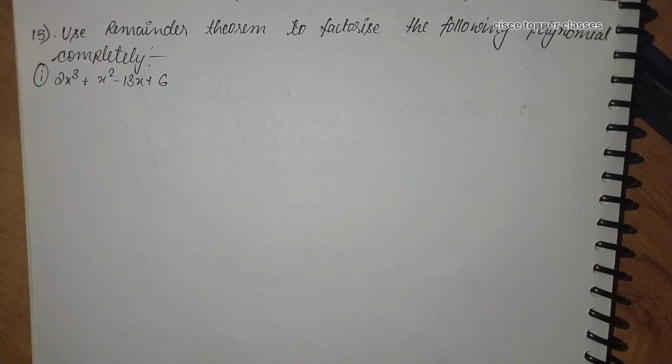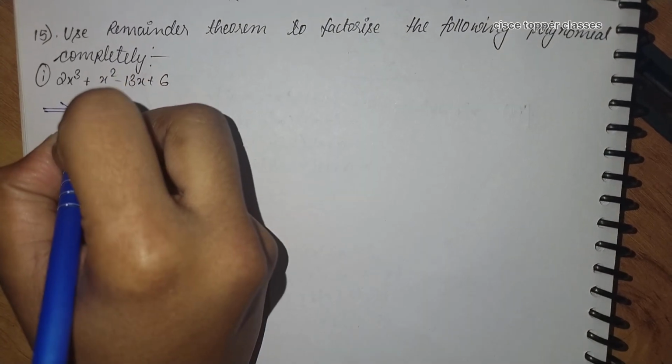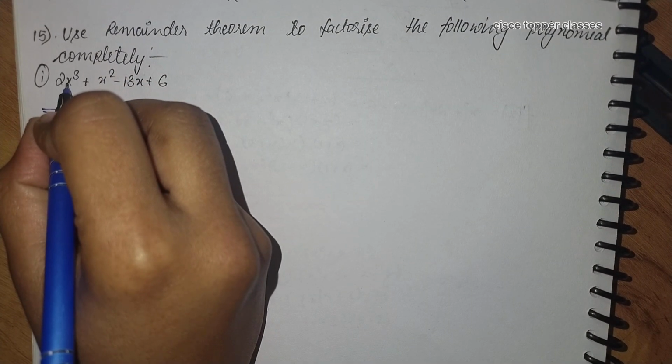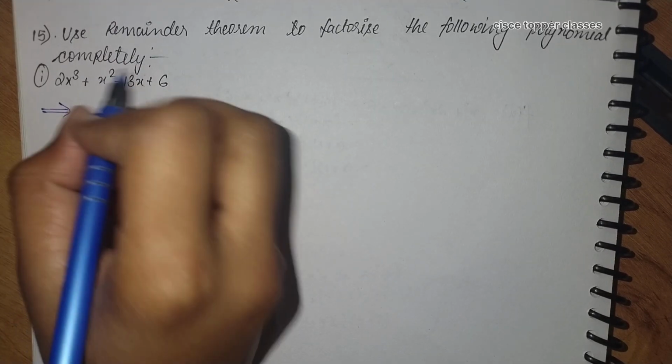Now let us solve question number 15. Use remainder theorem to factorize the following polynomial completely. If we want to use the remainder theorem, we know we can put x is equal to 2, then it will be 0, and then from that we can write that that is the factor, and then we will factorize the polynomial.